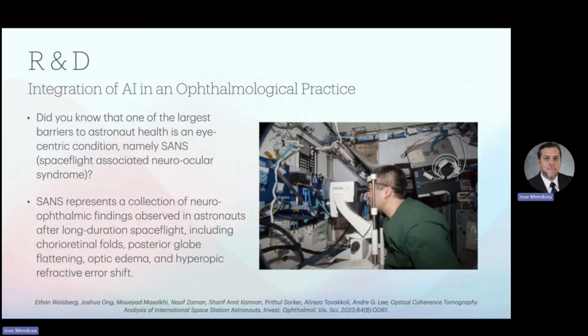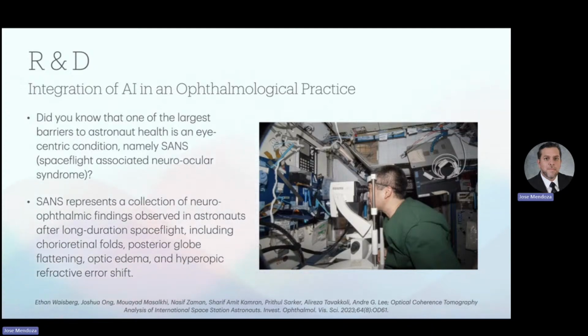So also in the space station, as an example of where science and artificial intelligence are taking a lot of advantage, there is something called SANS. It's one of the largest barriers to astronaut health. It's an eye-centric condition associated with neuro-ocular syndrome. It represents a collection of neuro-ophthalmic findings observed in astronauts after long-duration spaceflight, including chorioretinal folds, posterior globe flattening, optic edema, and hyperopic refractive error shift.